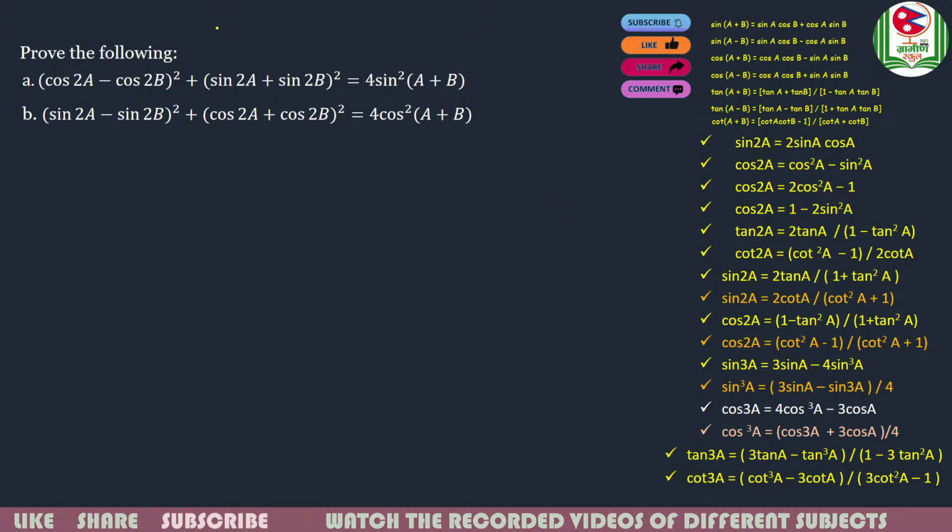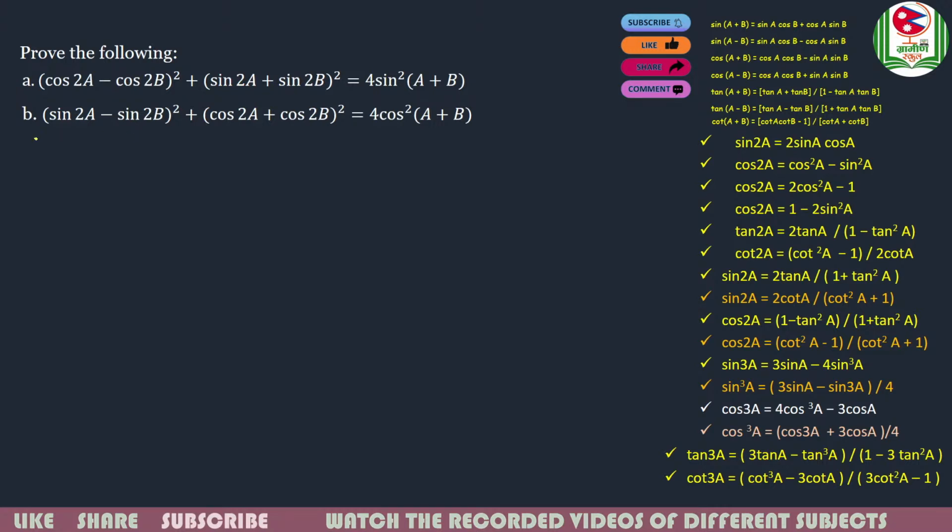Now, how will you prove this one? Cos 2a minus cos 2b whole square plus sine 2a plus sine 2b whole square equals 4 sine square a plus b. How will you prove it? Do you have any idea? Just expand this one: cos 2a minus cos 2b whole square, and sine 2a plus sine 2b whole square.